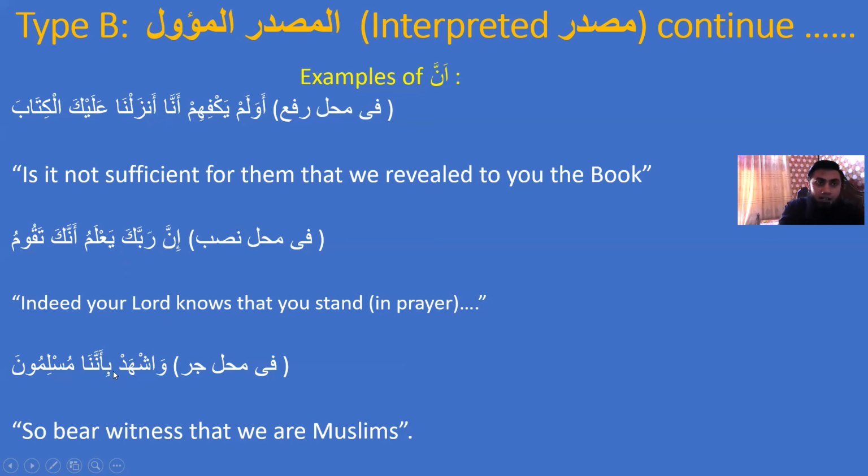Okay. So please look at this one. This ba is jar. This anna, harf nasab and masdar. Na is the ism of anna. Muslimuna is the khabar of anna. This anna along with its ism na and khabar muslimun, the whole thing together is fi mahalli jar. You know why? Because ba is the jar, and after jar you must have an ism in jar status. But here, instead of giving you one ism in jar status, you are given a compound structure, al-masdar-al-mu'awwal, to play the role of ism in jar status.